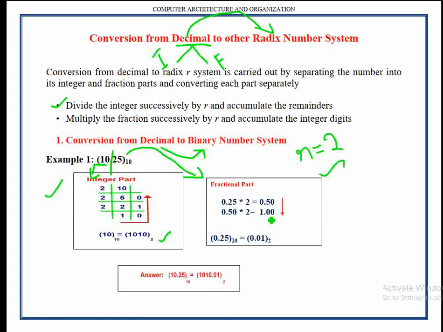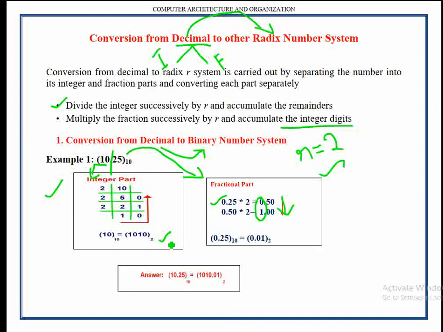As we have already said, at the end of the multiplication process we have to accumulate the integer digits we got through this process. While accumulating, towards the downward direction, we have to collect all the integer digits. So the binary value we got for 0.25 is 0.01.